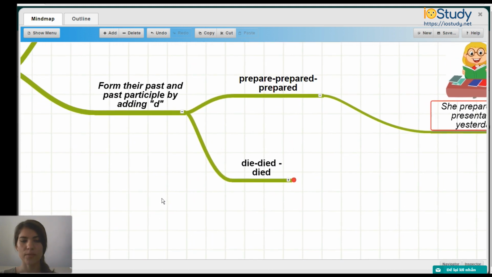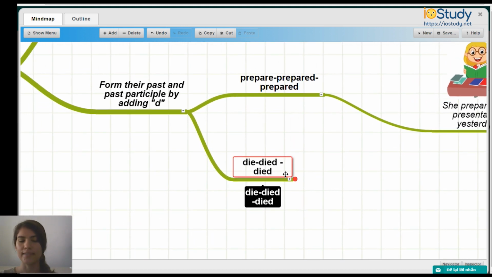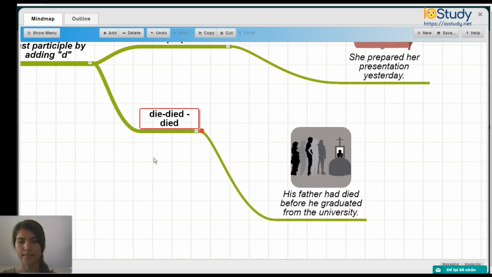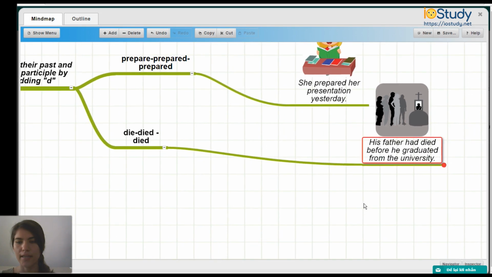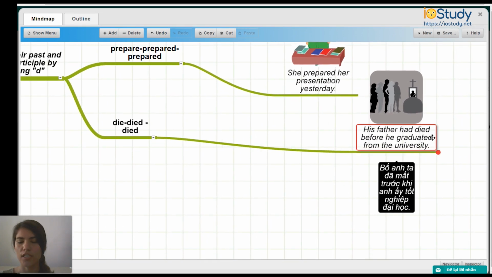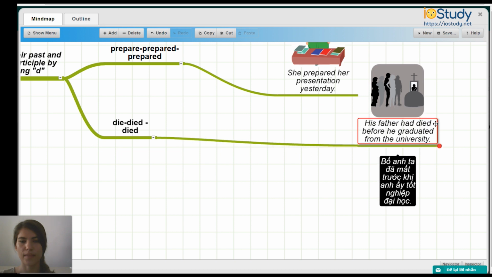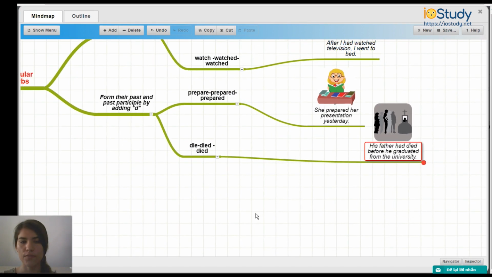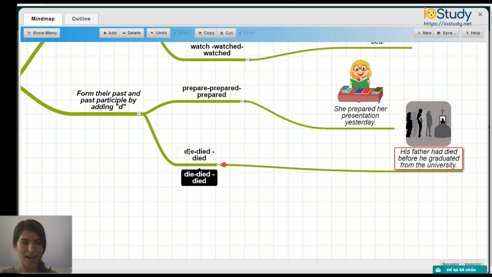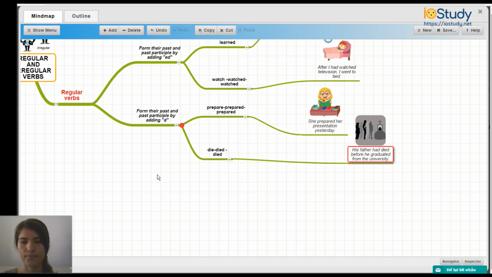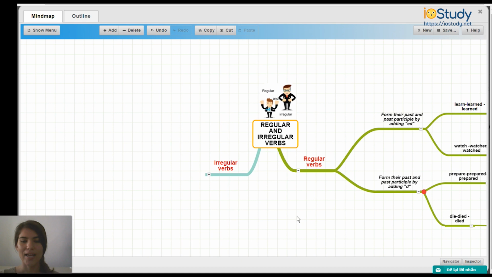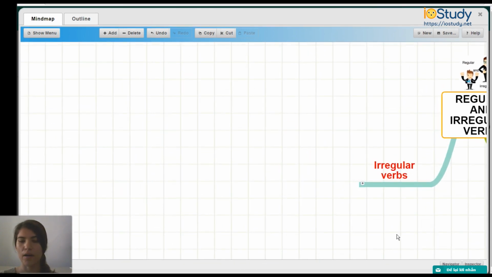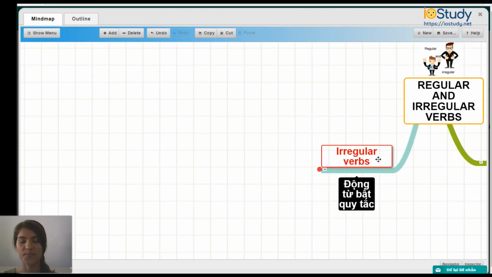And example for die, died, and died. So, his father had died before he graduated from the university. So as you can see, both of these verbs, prepare and die, end in e, so we just add a d for the normal regular verbs. Okay, so those are your examples of regular verbs. Now let's go over to the other side and talk about irregular verbs.